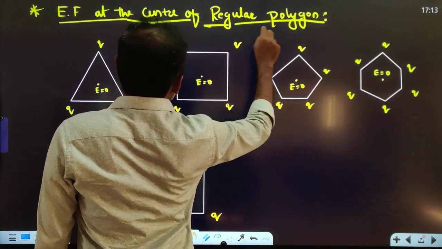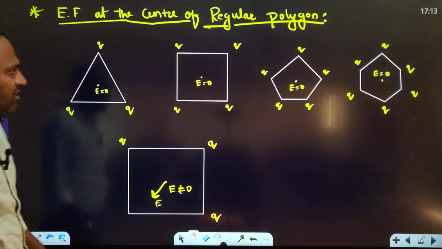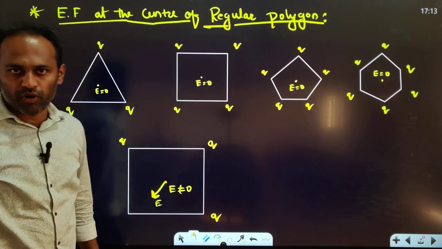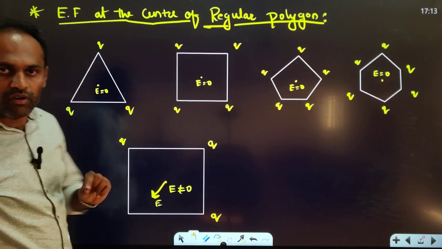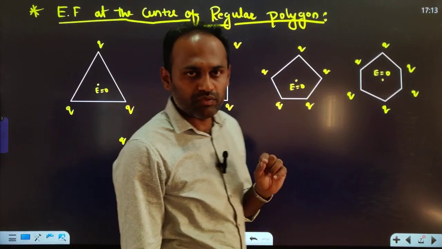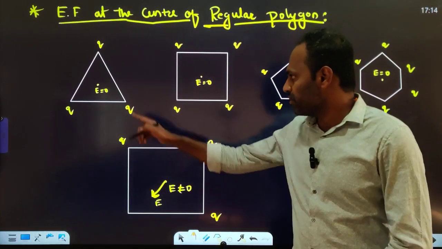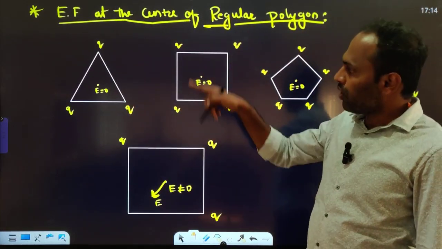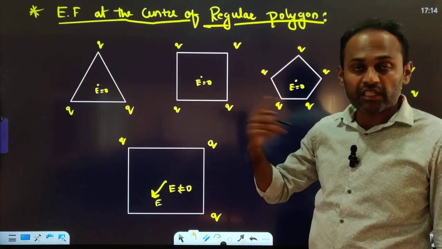See, electric field at the center of a regular polygon. Regular polygon means triangle, square, pentagon, hexagon, octagon. These are the regular polygons. In regular polygons all sides are equal. The angle at every vertex will be the same, 60, 60, 60, 90, 90, 90 like this, right? So the lengths of all the sides will be the same, angles will be the same.